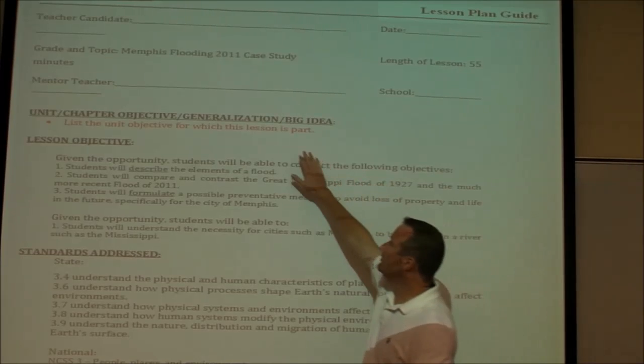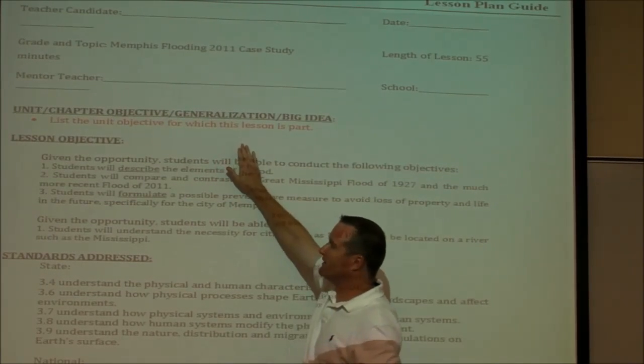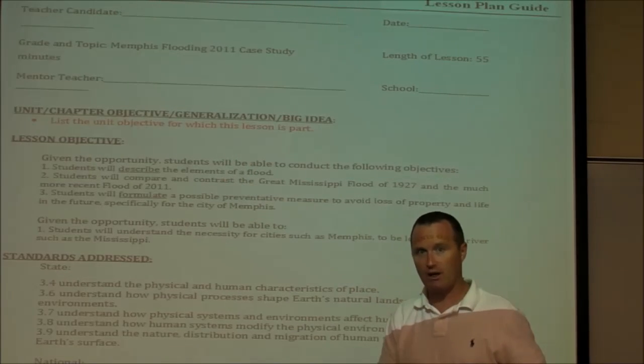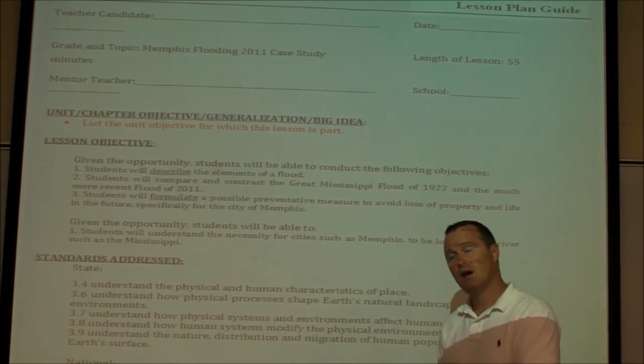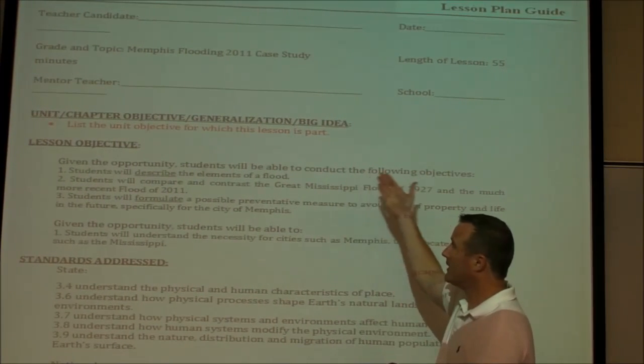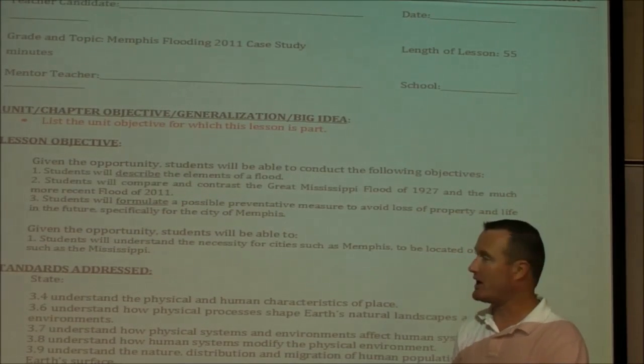So up here, unit objective generalizations. I usually leave this out. I usually just leave this the way it is unless you have a textbook. If you're currently teaching and you know what you're going to be doing your unit over for the class, then put that up there. You can always open the textbook up and it'll tell you what those objectives are for each of the different chapters.